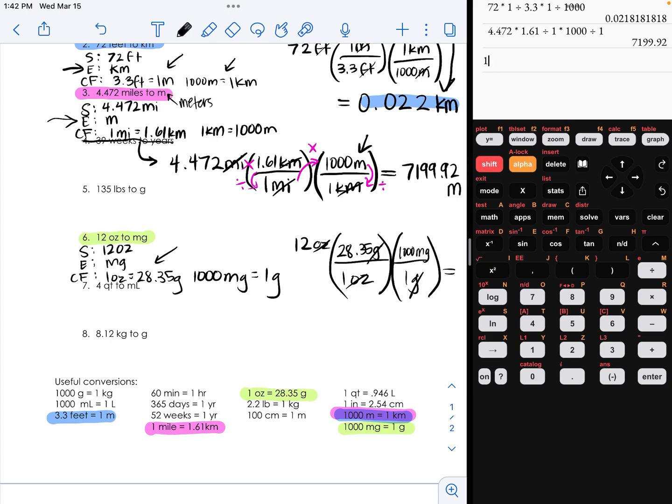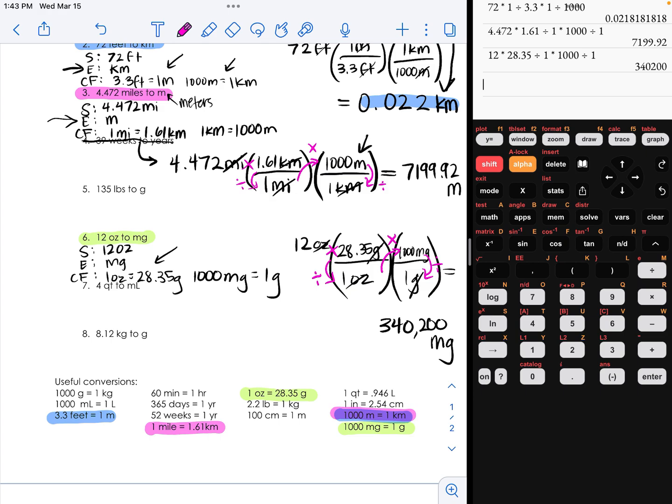Okay, let's type it in together. I have 12 times 28.35 divided by 1 times 1,000 divided by 1 equals 340,200. And then my final unit was milligrams. For that calculation, you guys remember everything on top gets multiplied. So I started by multiplying. On bottom we divide, top we multiply, bottom we divide. That's how I got that answer on my calculator.